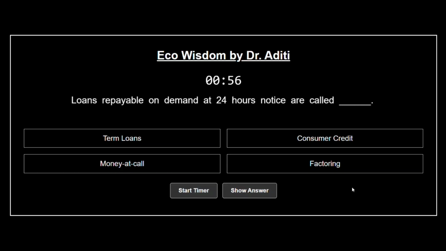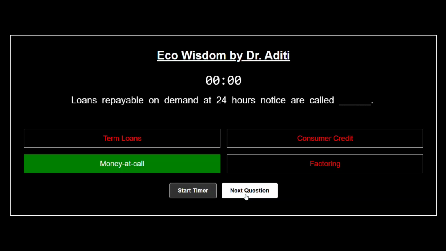Loans repayable on demand at 24 hours notice are called what? First option is term loans. Second one is consumer credit. Third one is money at call. And fourth one is factoring. Okay, less than half a minute. Last 10 seconds. Yeah, the answer is money at call.